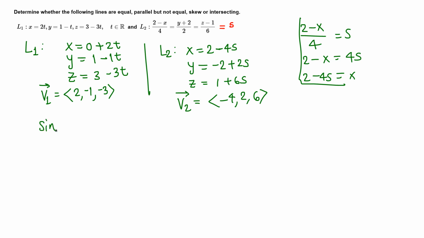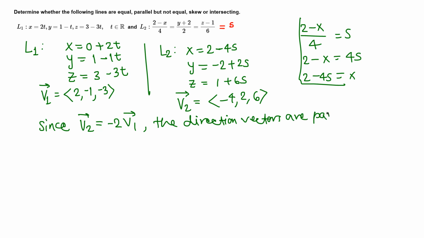Since v2 is just negative 2 times v1, the direction vectors are parallel. That means v1 and v2 are parallel, and in turn the lines are parallel. So the given lines are parallel.